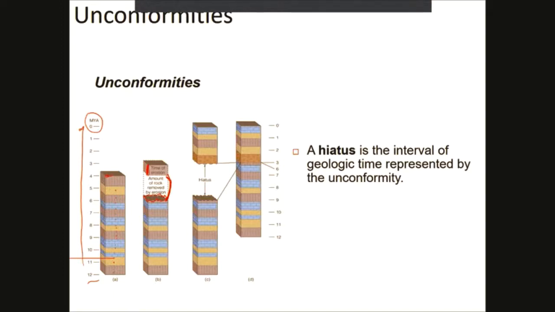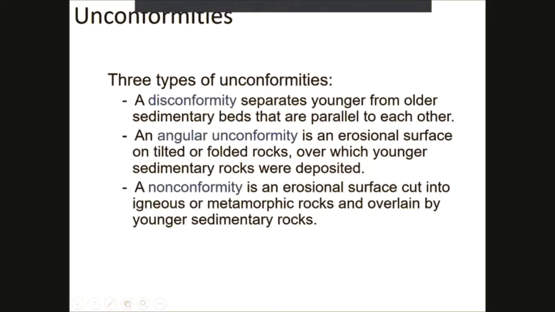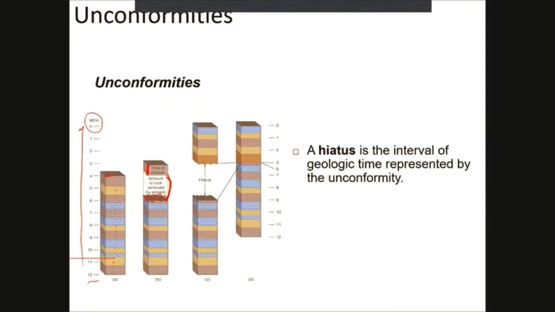So sediment deposition stopped at 4 million years. There was weathering and erosion for 1 million years. And sediment deposition resumed after that. And so there's a gap here in the record. Not only do we have the 1 million years in which no sediment was deposited, but you also have the time that is represented by the rock that was removed by the erosion. So in the geologic record, you have this hiatus, or this gap in time.